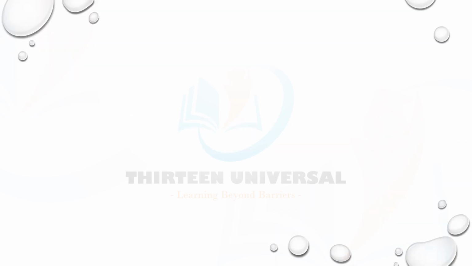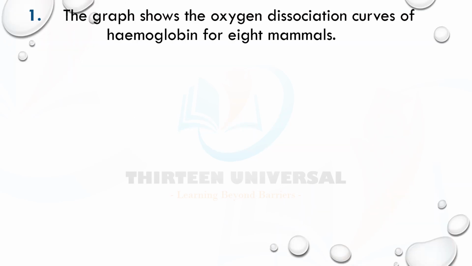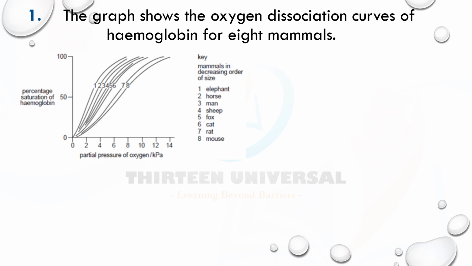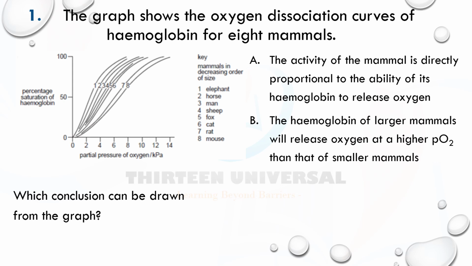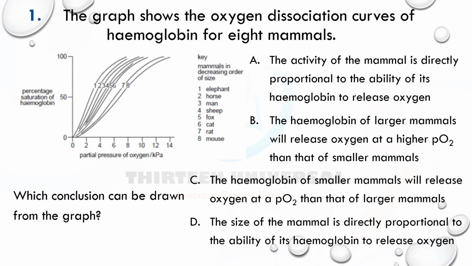Let's go. The first question says the graph shows the oxygen dissociation curves of hemoglobin for 8 mammals. We can see the key mammals in decreasing order of size: elephant, horse, man, sheep, fox, cat. You can see that. So which conclusion can be drawn from the graph?